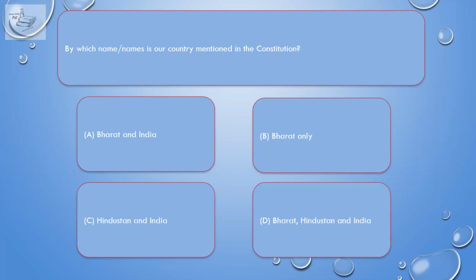Question: by which names is our country mentioned in the Constitution? A. Bharat and India. B. Bharat only. C. Hindustan and India. D. Bharat, Hindustan and India. Correct answer is A. Bharat and India.